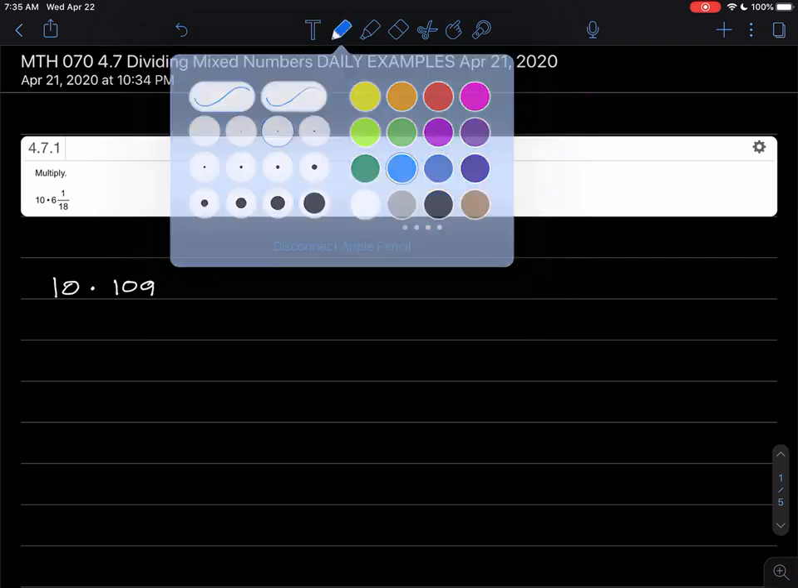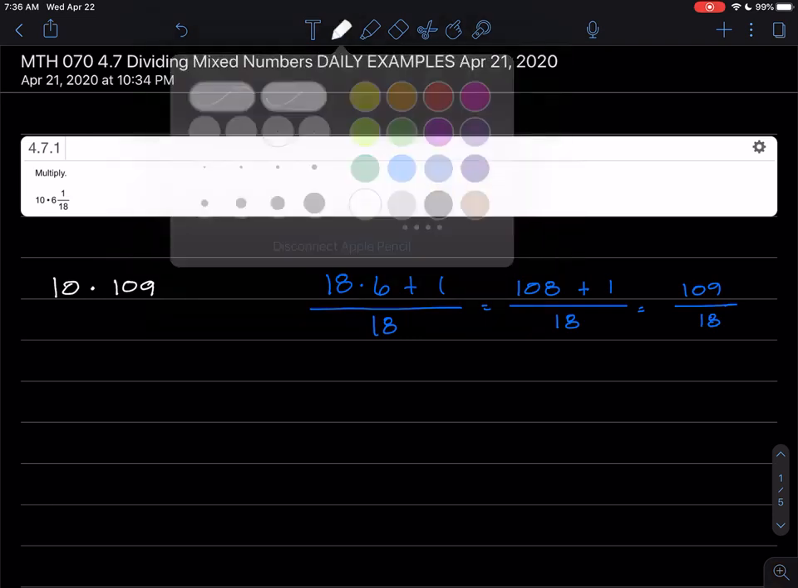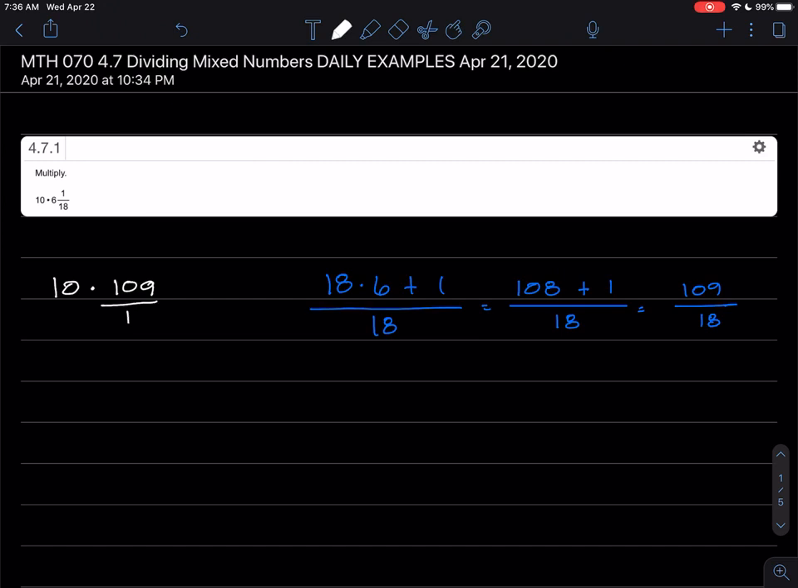And then just as a reminder of how we got that, it's the denominator times the whole number plus the numerator. And we're going to still divide that by the original denominator. So 6 times 18 is 108 plus 1 over 18 is 109 over 18. And that sets up the problem.